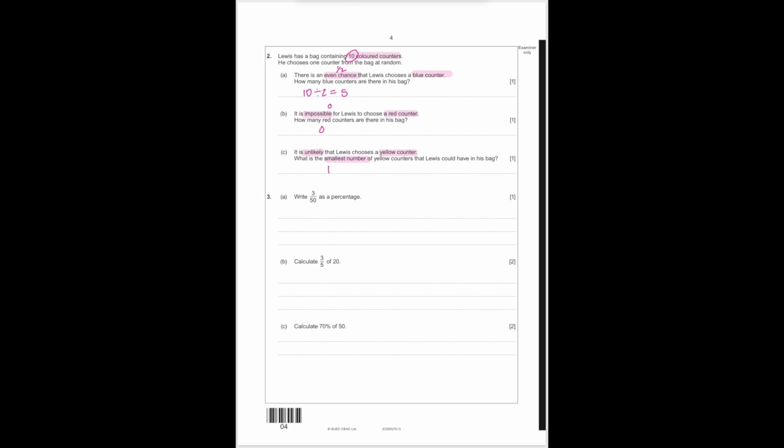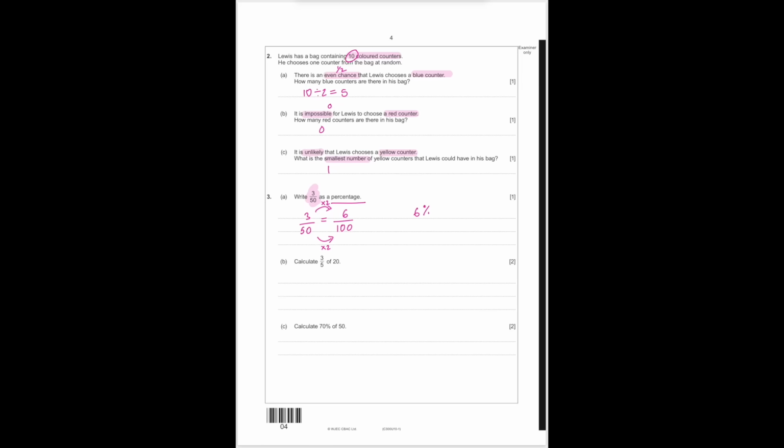3A, write 3 over 50 as a percentage. So when we're changing from a fraction to a percentage, we want to convert our fraction so that it's over 100, because percentages work in hundreds. So we need to multiply the top and the bottom by the same thing to create that equivalent fraction. 50 times 2 is 100, so 3 times 2 on top is 6. 6 out of 100 is 6%.